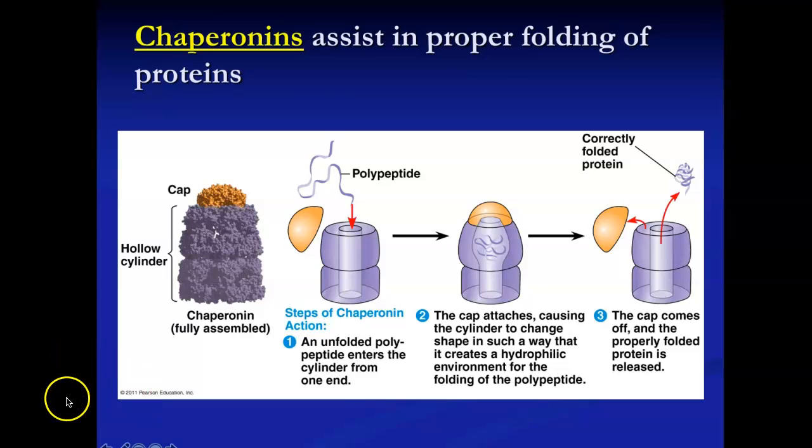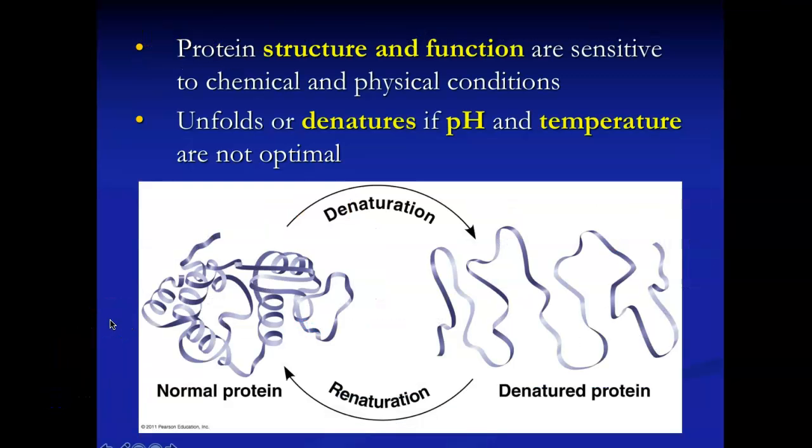And so the last thing that I'll say about proteins is that the structure and the function and the folding are very sensitive to chemical and physical conditions. And so all of those hydrogen bonds, ionic bonds, disulfide bridges, and the van der Waals interactions that make the protein fold into its very, very specific shape can become unfolded or denatured if there is a change in pH, a change in temperature, or if there are certain chemicals that it's exposed to.